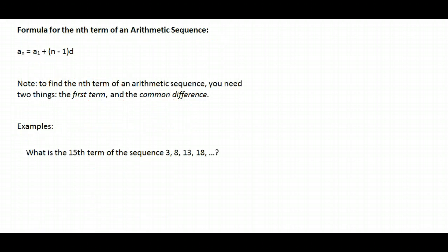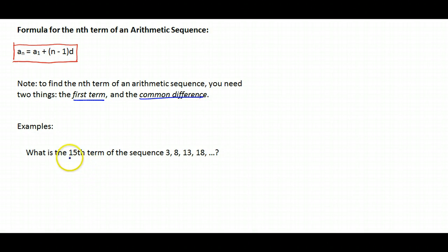Okay, so now we come to the formula for the nth term of an arithmetic sequence, and this is only true for an arithmetic sequence. The nth term is given by the first term plus n minus 1 times d. And that's pretty important to remember. You guys need to memorize that, okay? a sub n is a sub 1 plus n minus 1 times d. So to find the nth term of an arithmetic sequence, you need two things. You need the first term and you need the common difference d.